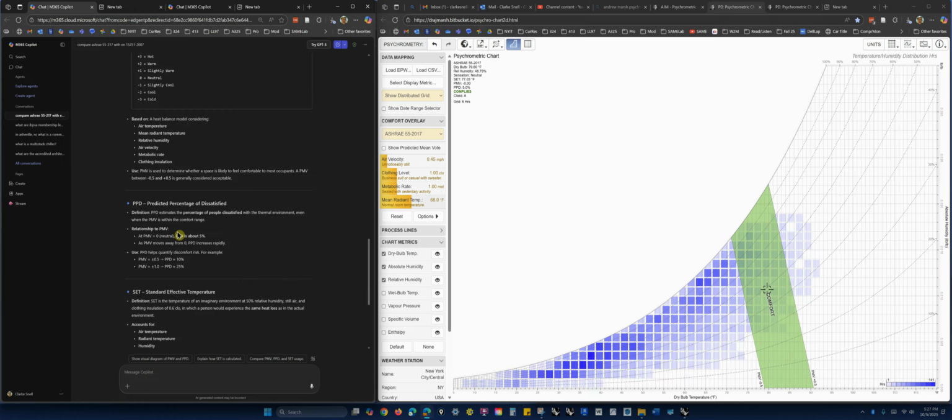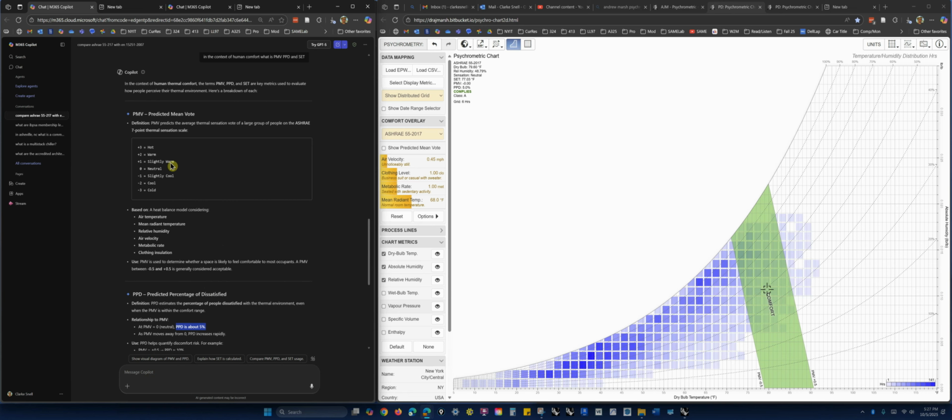Then PPD is predicted percentage of dissatisfied. By the way, if you look right here, neutral is 5%, basically saying we're never going to please everybody. It's related to PMV, but just a different take on it. Predicted mean vote is how many people are comfortable, and are they slightly warm or hot in this condition. And the PPD is just what percentage is going to be dissatisfied with the conditions you're talking about.